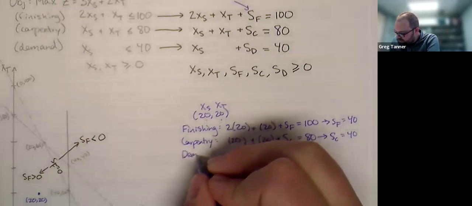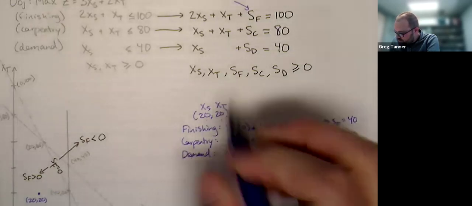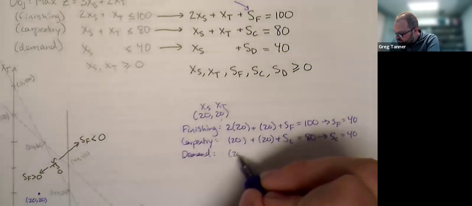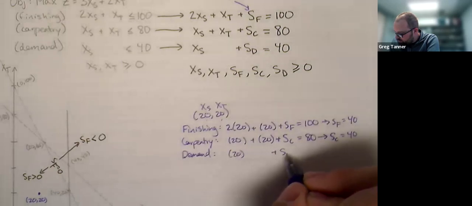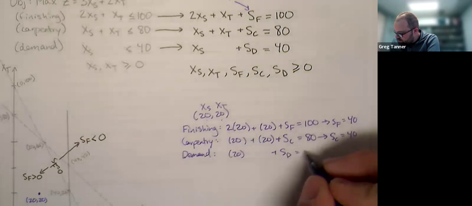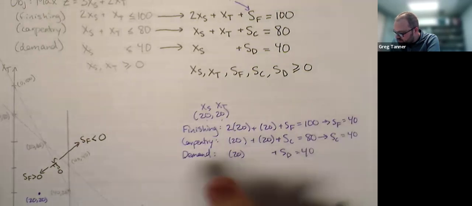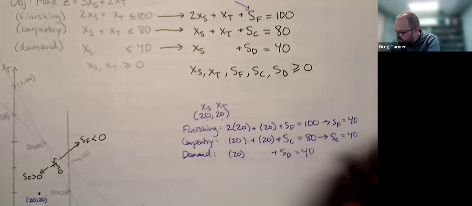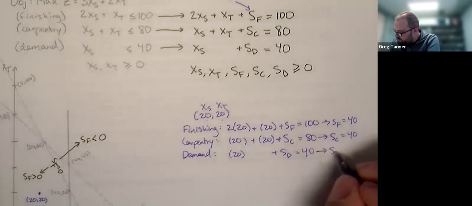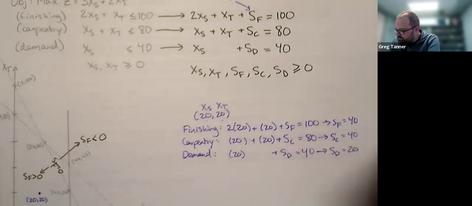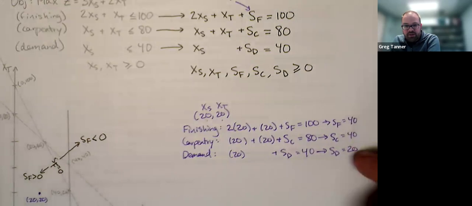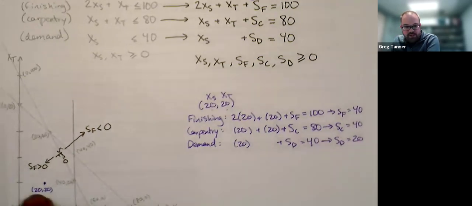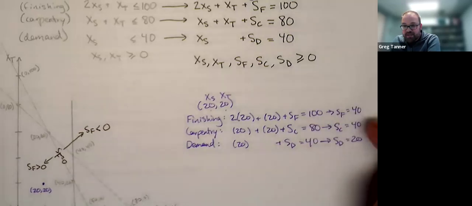And then if I look at demand, that's XS is 20 plus SD has to be equal to 40. And so if I subtract 20 from both sides, that will give SD equals 20. And so what you'll notice about each of these is because I chose a point on the interior of the feasible region, there's a positive amount of slack in each of those constraints.